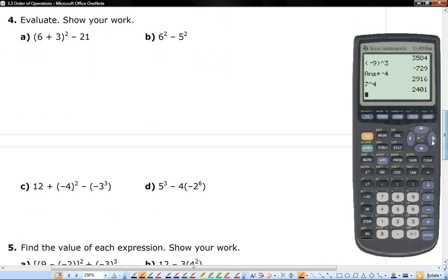Next one, we're going to evaluate and show our work. So now we've got some work to do inside the brackets first. We're going to do what's inside the brackets. 6 plus 3 is 9. Then I'll square it to get 81, then subtract 21 to give me 60 as a final result. This one, I'm doing the exponents, and then I'm doing the subtraction.